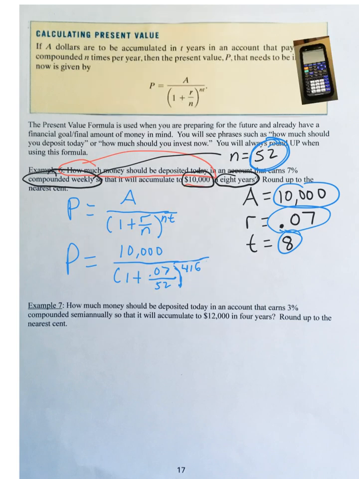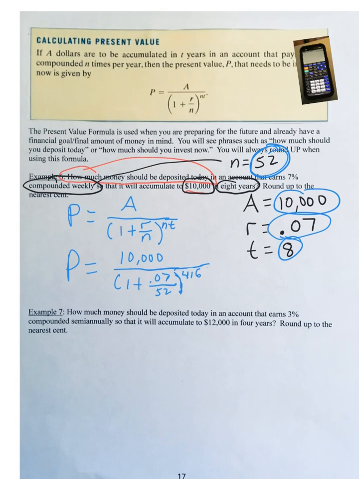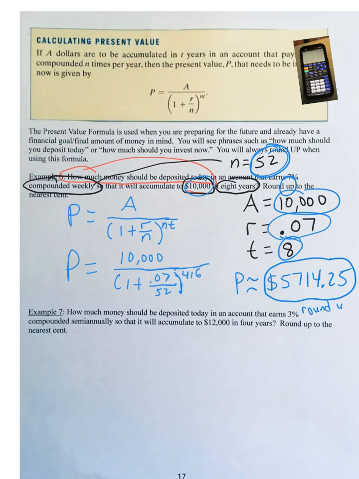So let me go ahead and jot that down. So P is approximately $5,714.25. So that's how much you should deposit or invest today to get to that final of 10,000 amount. And again, we did round up. We rounded up to the nearest cent. It's not normal rounding rules.